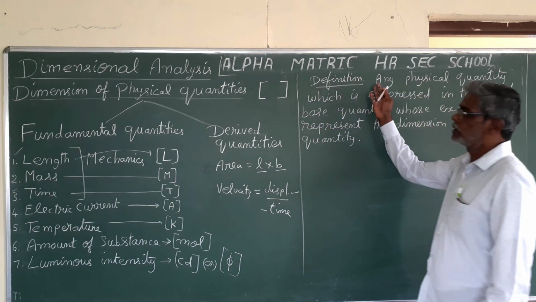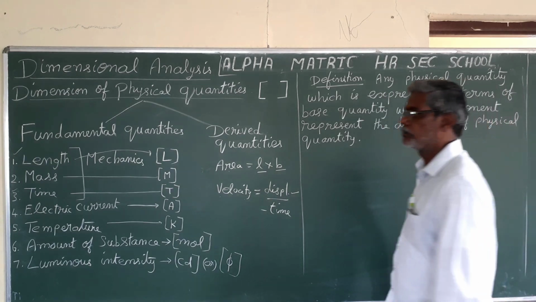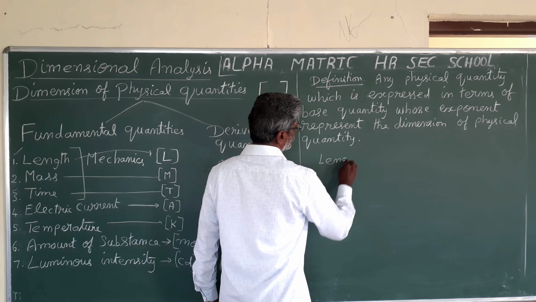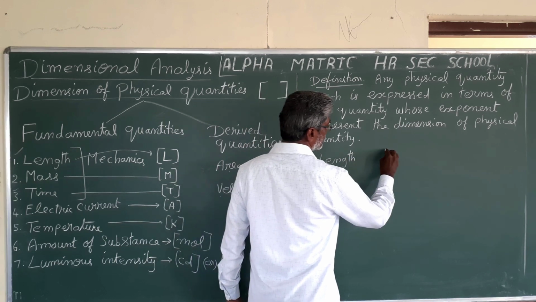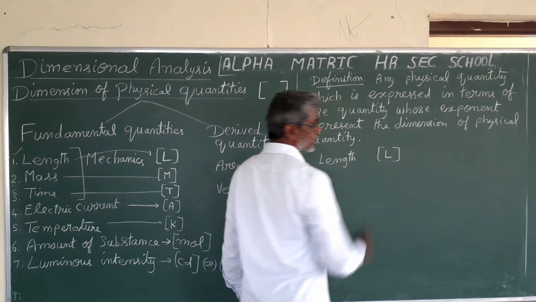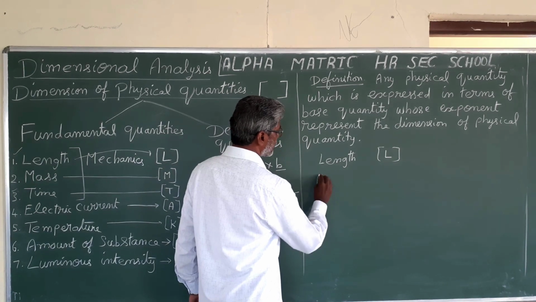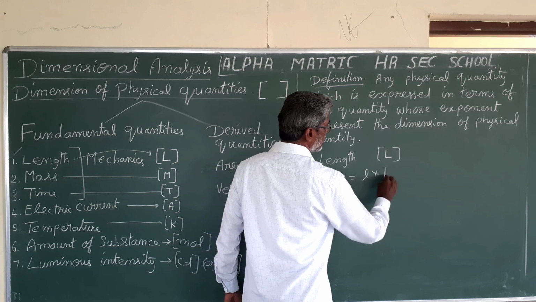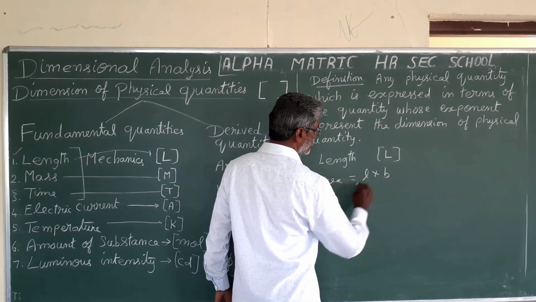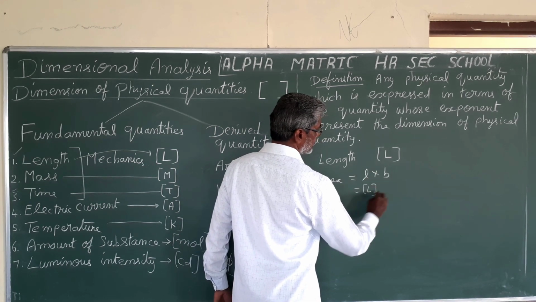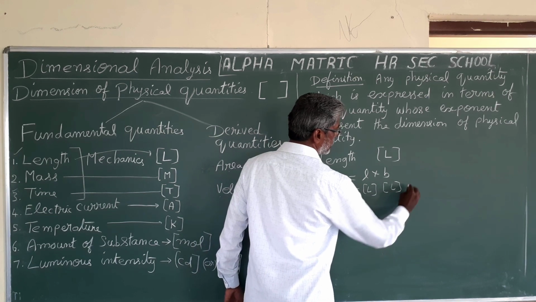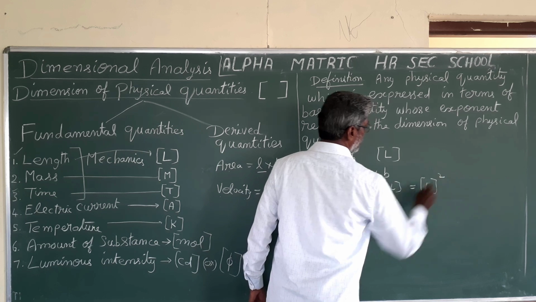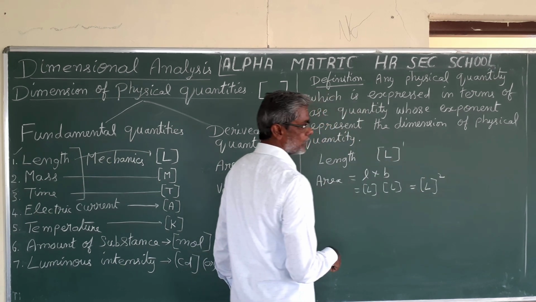Now, before going into the definition, we'll take an example. Length. What is the dimension for length? L. Area. What is the formula? Length into breadth. What is the dimension for this? L into L. So I can write it as L square. Here the power is 2.